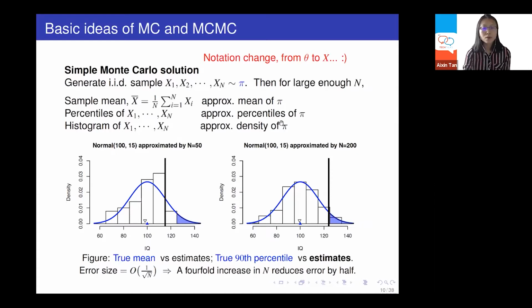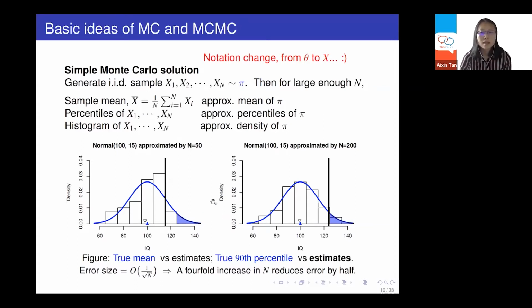Here's a simple example. The true pi here, my target, is a normal distribution with mean 100 and standard deviation 15. I assume I don't know any of these blue things: the shape of the density, the mean, and say the 90th percentile. What I will use, but I assume I can generate IID samples from it. IID stands for independent and identically distributed. Okay, so I got 50 samples, and you can see the histogram here. If you look at the sample mean, it's pretty close to the truth. And if you look at the 90th percentile from the sample, it's a little bit off.